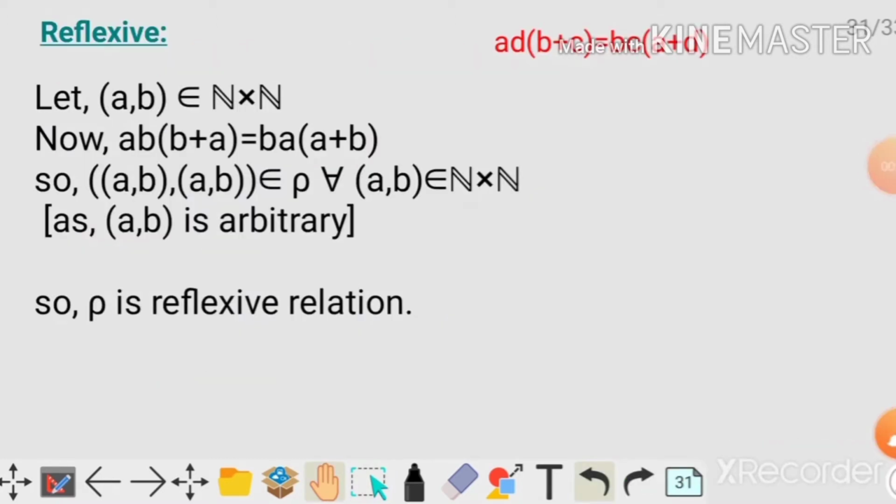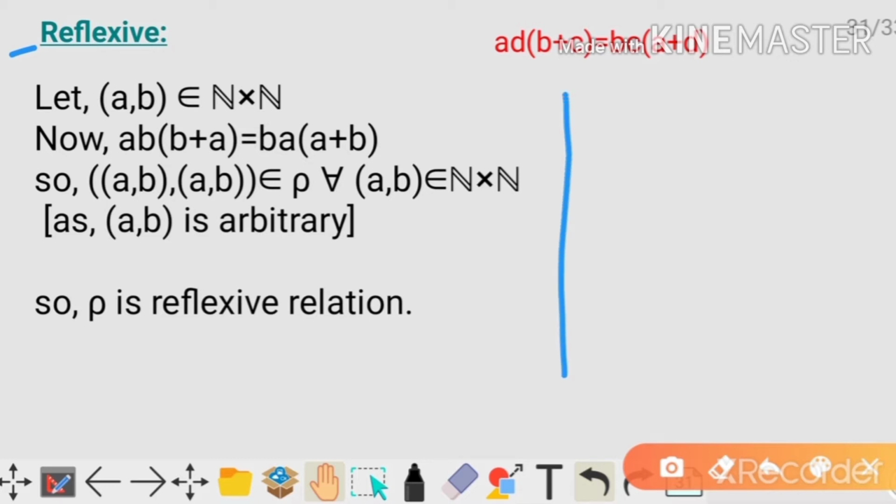To prove the given relation as an equivalence relation, we must show that it is reflexive, symmetric and transitive. So first we will start with reflexive. How do we prove a relation as a reflexive relation? We have to show the identical element (a, a) belongs to the relation for all a belonging to the domain set.